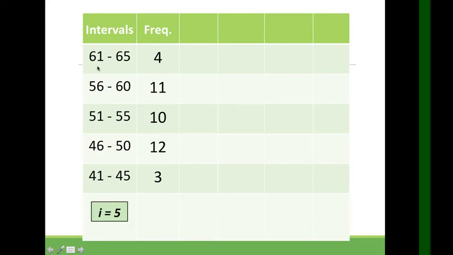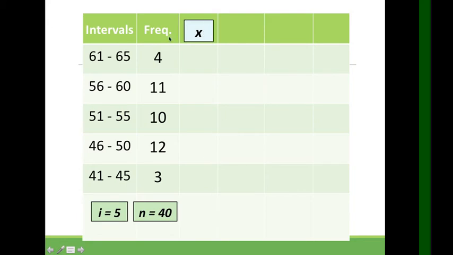How? That is 61, 62, 63, 64, 65. So there is an interval of 5. 56 to 60, 51 to 55, and up to 41 to 45, there is an interval of 5. Next is the frequency. For the frequency, we have N equals 40. 4 plus 11 plus 10 plus 12 plus 3 is equal to 40. The next one is the class mark or x.